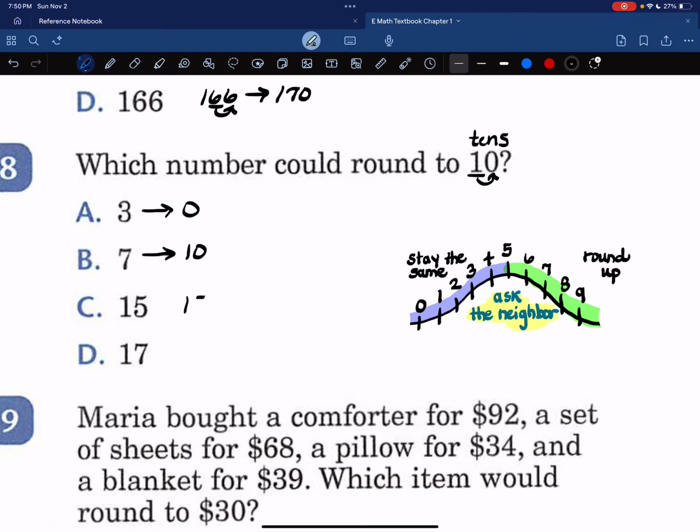Now 15 has a neighbor, so we have to look over at the neighbor. And the neighbor says round up. So that would be to 20. 17, we do have a neighbor involved, and the neighbor says round up. So also to 20. We are looking for the one that goes to 10. So that is B as in boy.